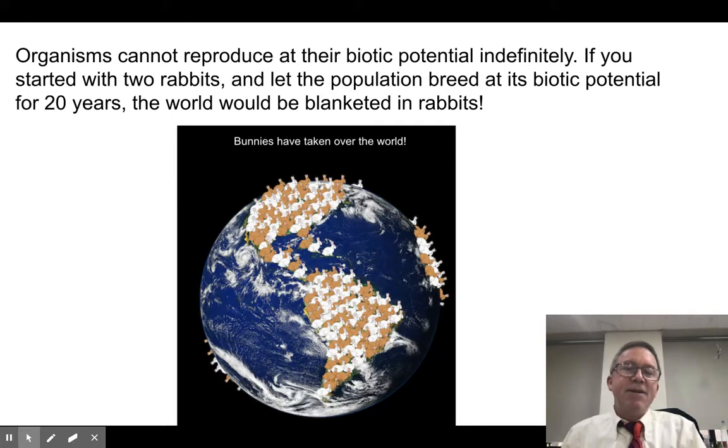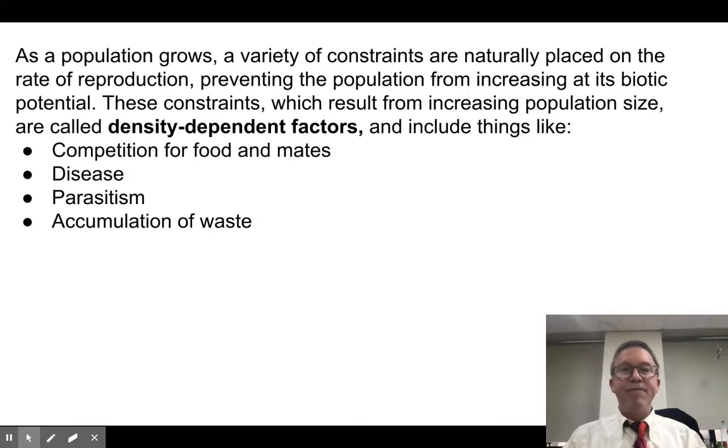But the thing is, you can't just stay at your biotic potential forever, because if you just took something like, say, rabbits, if you just start with two rabbits and let them breed at their biotic potential, within like a couple decades, the whole world is blanketed. If you let bacteria reproduce at their biotic potential, within less than a year, the whole world is knee deep in bacteria. That's just not how it works. And the reason is, as the population gets larger, resources start to become limited, and that starts to affect the birth rate goes down and the death rate goes up. So there's these constraints that get placed on it.